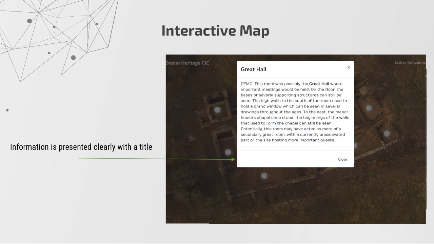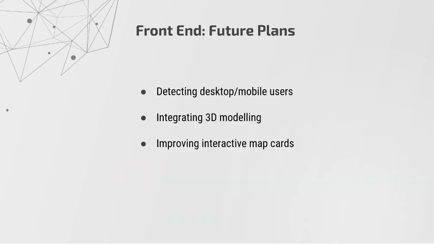In the future, we aim to add additional information to these information cards, potentially tabs allowing users to view sketches of the manor in the past, 3D renderings of the site, or information about the room's use throughout different periods of history. The first development for the next prototype will be to detect whether a user is accessing the device via desktop or mobile, ensuring that if a user is viewing it through a desktop, the site recommends that the user views it on a mobile device instead.